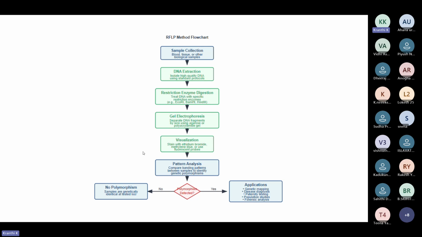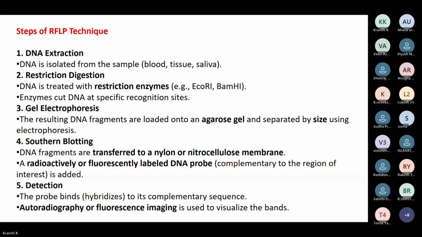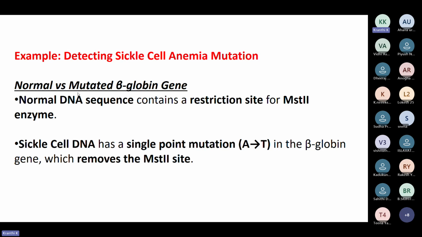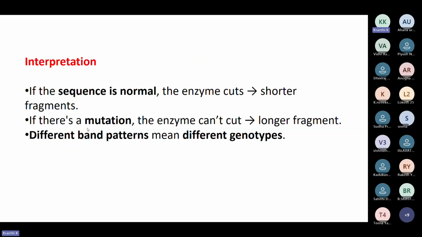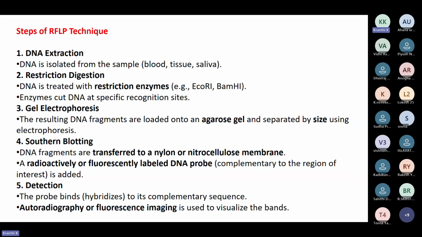Okay, let us see this. First of all, you extract the DNA. DNA is isolated from the sample: blood, tissue, or saliva. Then later you cut it with the restriction enzymes, either EcoRI or BamHI. The DNA will cut in this particular place, because based on the restriction enzyme, it will cut in a specific site. Then later you do electrophoresis. The resulting DNA fragments are loaded onto a gel and separated by size. Later you transfer it to a nitrocellulose membrane.